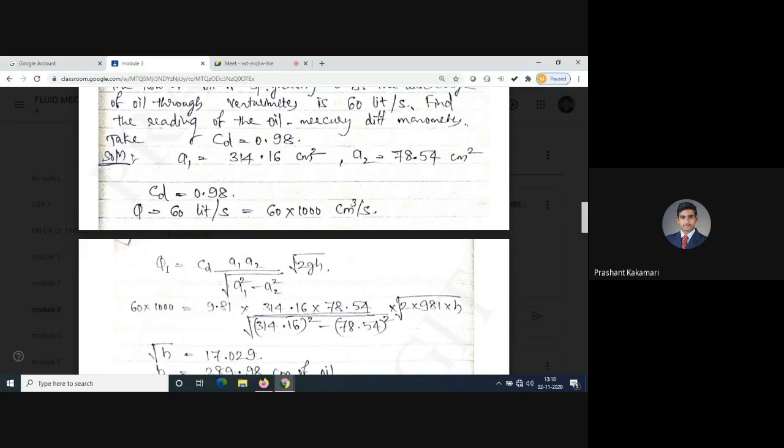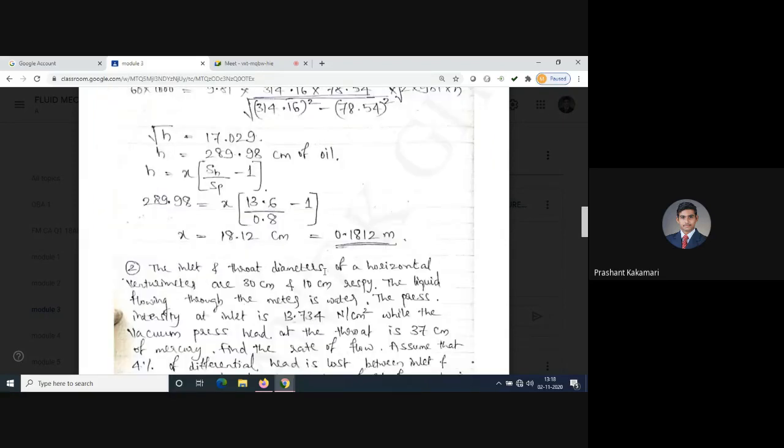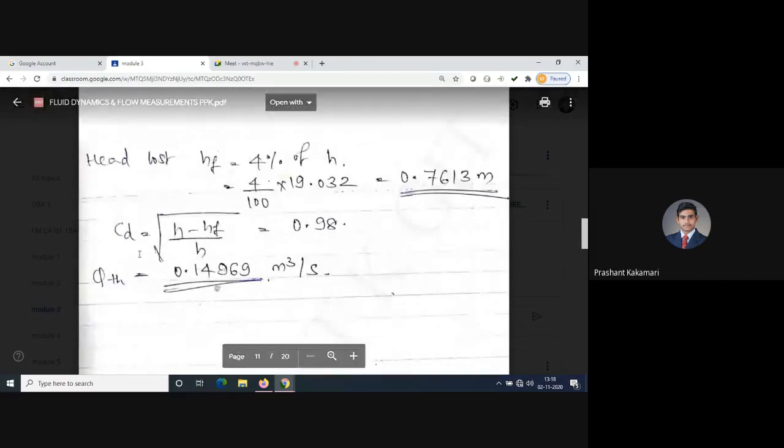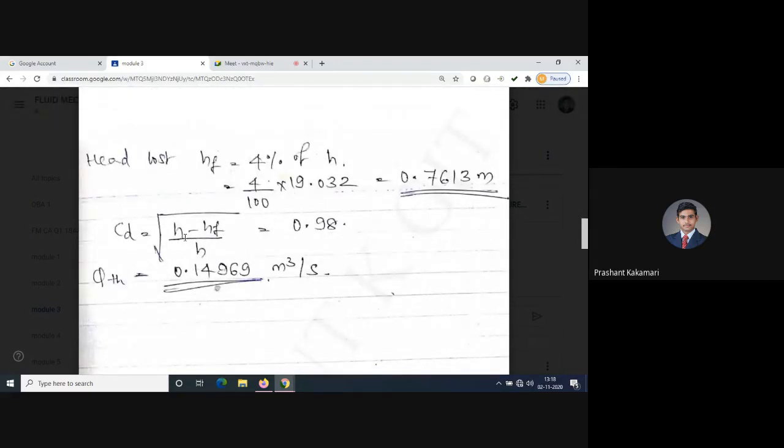So if you take the ratio of Q actual by Q theoretical, I'm taking the ratio of CD into this term, A1 A2 divided by the square root of (A1 square minus A2 square), into square root of 2gH. So what we are left with after taking the ratios is CD and square root of H. I hope you are getting it. Then if you take the equation of this CD with respect to H, I can write directly like this. CD can be directly written as square root of the actual losses of head divided by theoretical losses. That becomes, after simplification, square root of (H minus HF) divided by H.